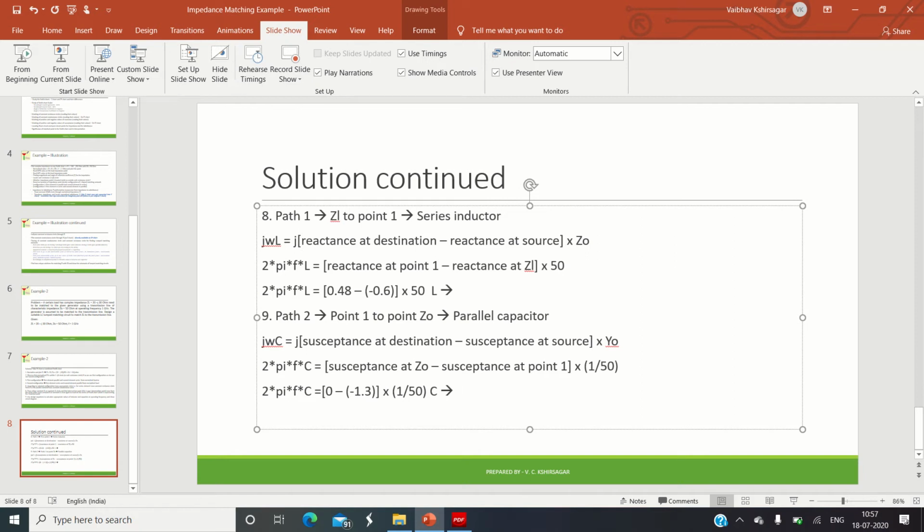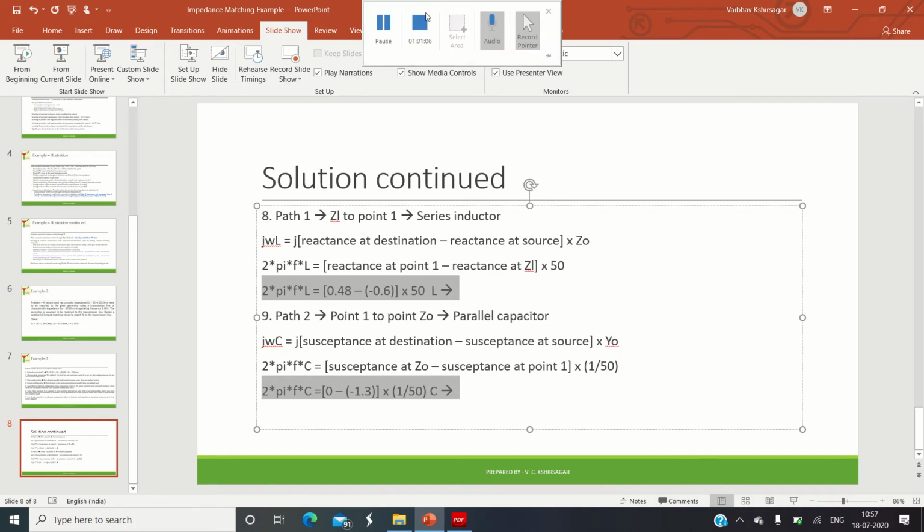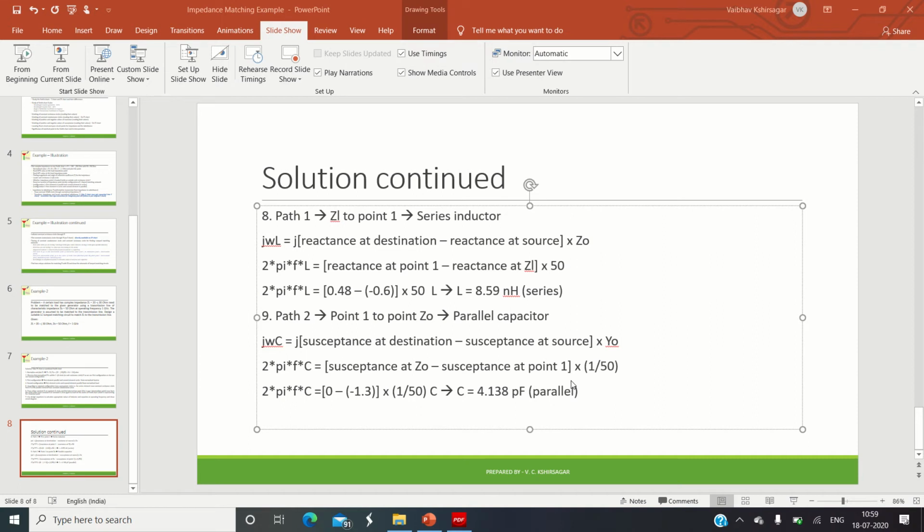Okay, now you do it on your own. I request you to calculate this particular equation along with this other equation, and find out the values of the series inductor and parallel capacitor and write down these values. Do it on your own and write down the values. I hope you have individually calculated these equations and found the series value of inductor and parallel value of capacitor.